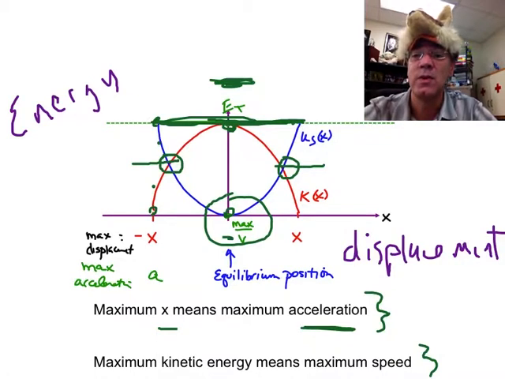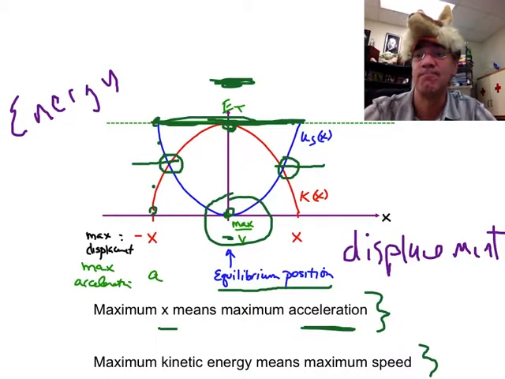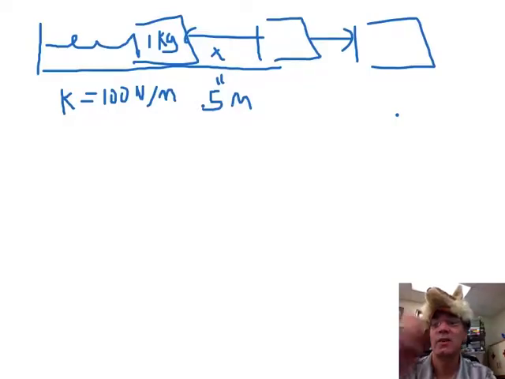Also, they use this word a lot, equilibrium position, so you know where it would stay if there wasn't any motion going on. Equilibrium is right at that point right in there where the spring and the mass would stay if you just set them there. Let's do a quick example.